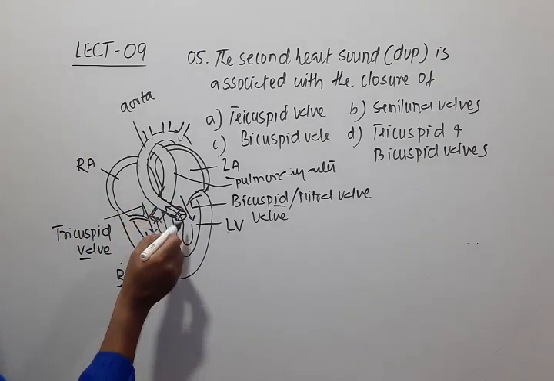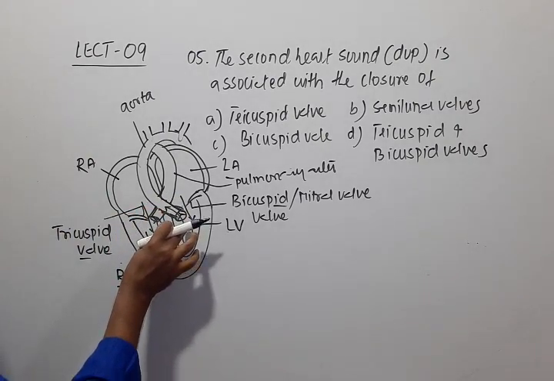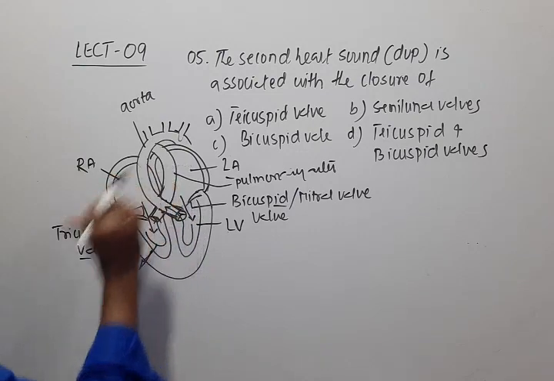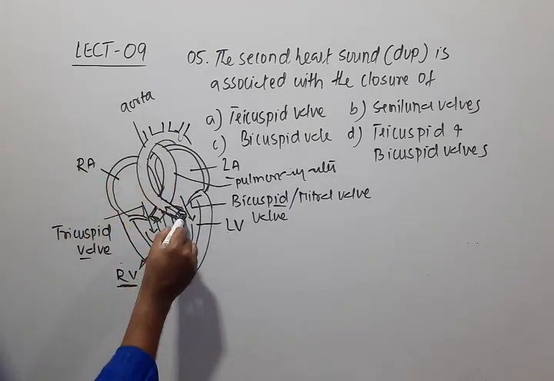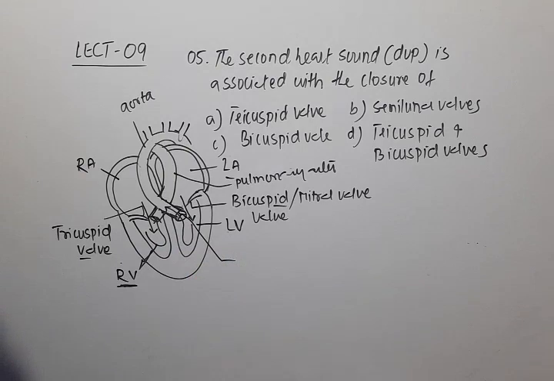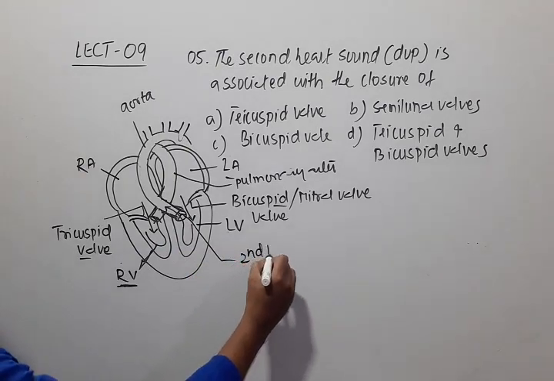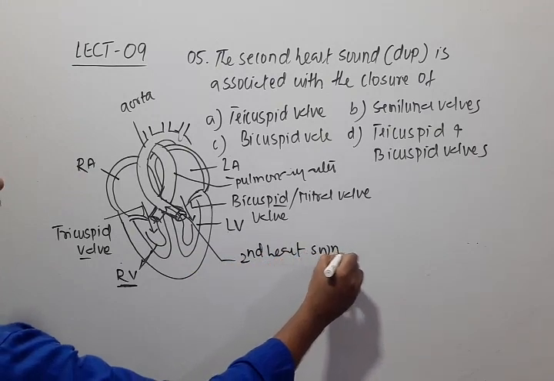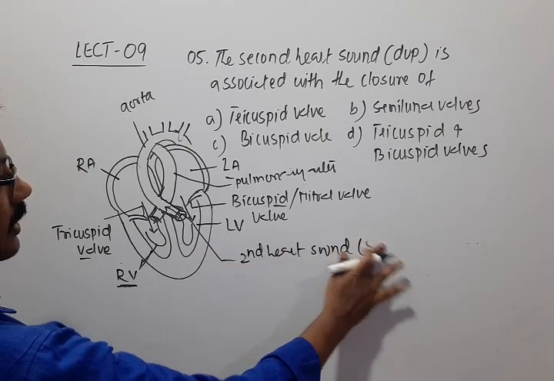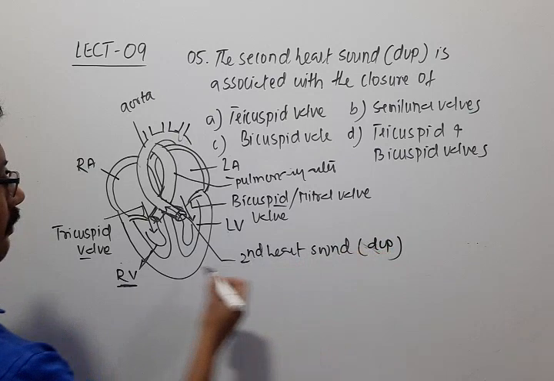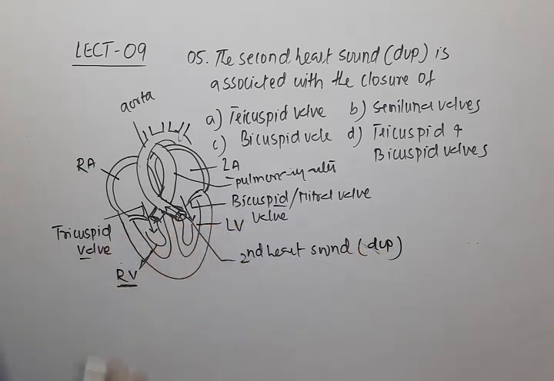So to prevent that backward flow of blood which entered into the pulmonary artery and aorta, the semilunar valves close. And the closure of the semilunar valves will produce the second heart sound, and that is dub. Whereas the closure of tricuspid and bicuspid will produce the first heart sound, that is lub.